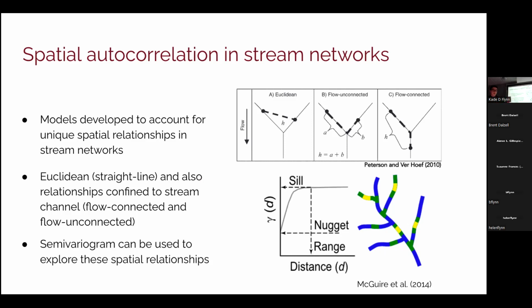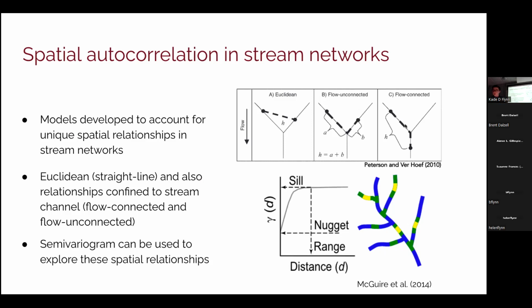So when you take a measurement at 2 points in a stream, because there's this water flow path, there's going to be a relationship between these two locations. It's a similar phenomenon that's seen in other environments, like soil. And there's this special class of models developed to account for the unique spatial relationships that exist within stream networks.